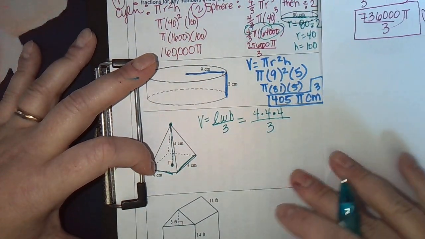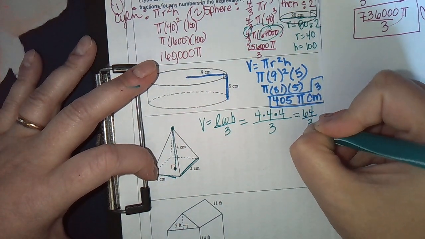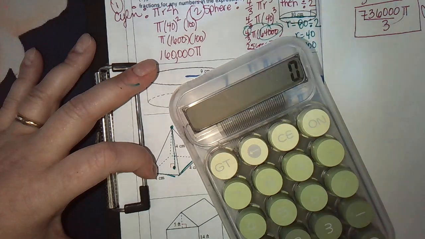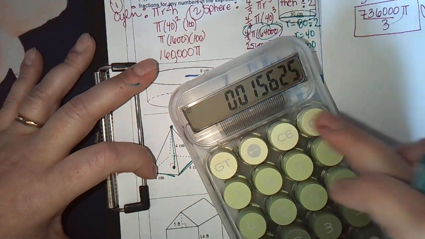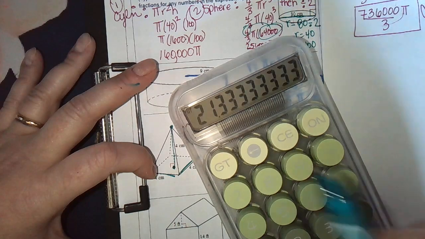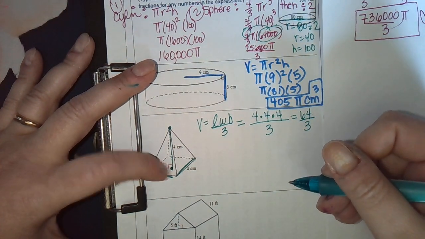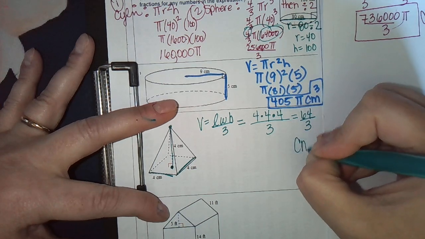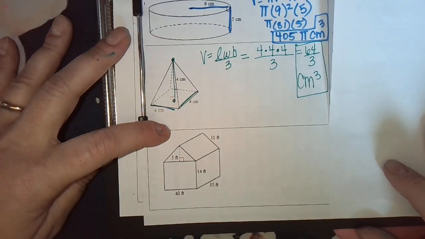Okay, now let's multiply this. I think you get 64 over 3. And if you try and divide that, it's disgusting. Decimal. So let's keep it dirty, just like this. 64 over 3. And it's centimeters cubed because volume is three-dimensional.